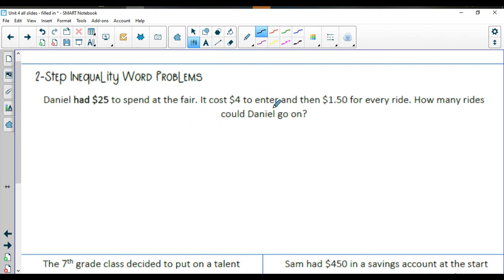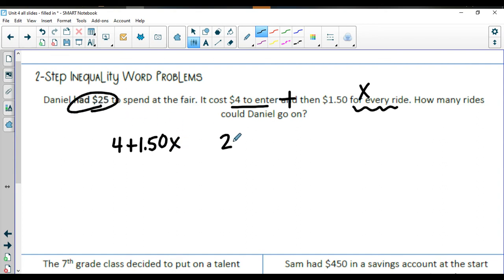So the first example, Daniel had $25 to spend at the fair. It cost $4 to enter and then $1.50 for every ride. How many rides could Daniel go on? So the $4 happens once, and he had to pay for rides. So $1.50 for every ride. We don't know how many rides he's going to go on. So we're going to call that x. So as of right now, we have 4 plus $1.50x. The other number here is this $25. So that's his total number.